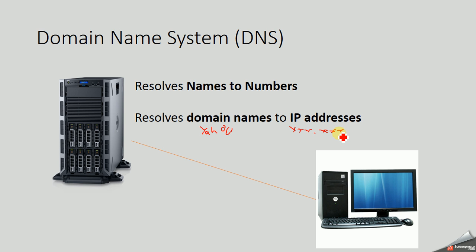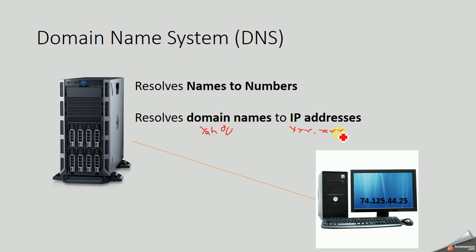So for example, I do type in yahoo.com. I haven't been on Yahoo for years. Who goes on Yahoo these days? Anyway, yahoo.com. You type it in. But you don't actually have to use yahoo.com if you know the IP address.